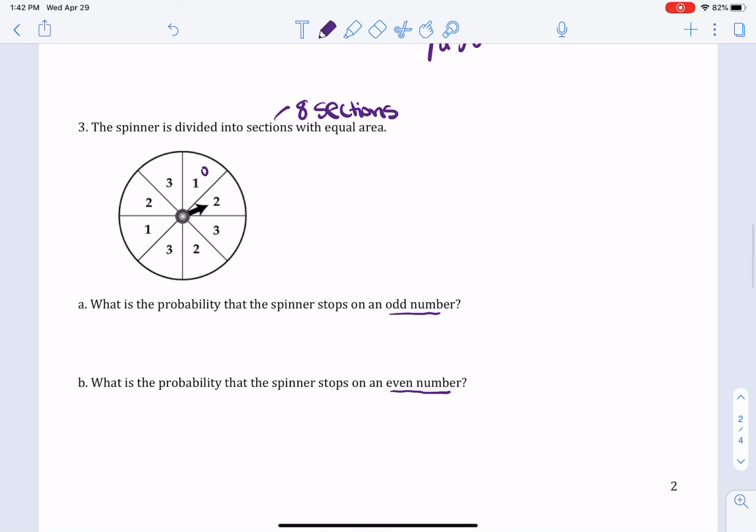So this is odd, odd, odd, odd, and odd. So it looks like we have 1, 2, 3, 4, 5 numbers here in the sections that are odd. So that would be 5 out of 8 sections. And we have 1, 2, 3 that are even, so that would be 3 out of 8.